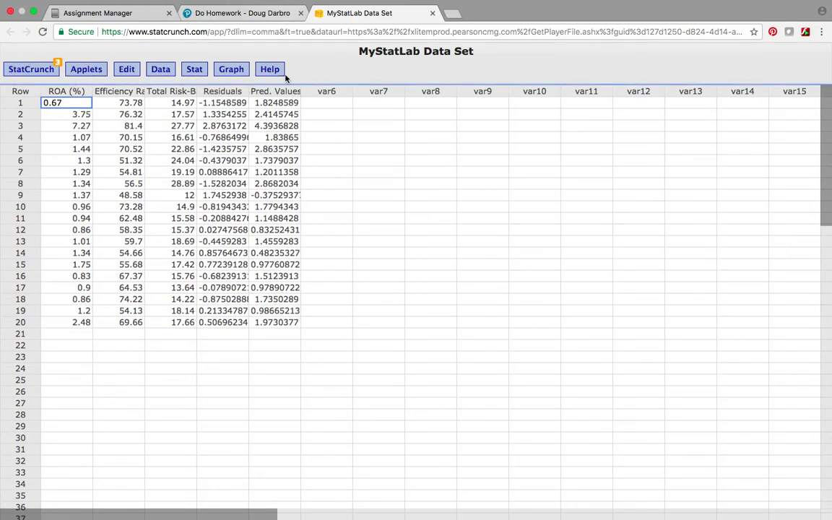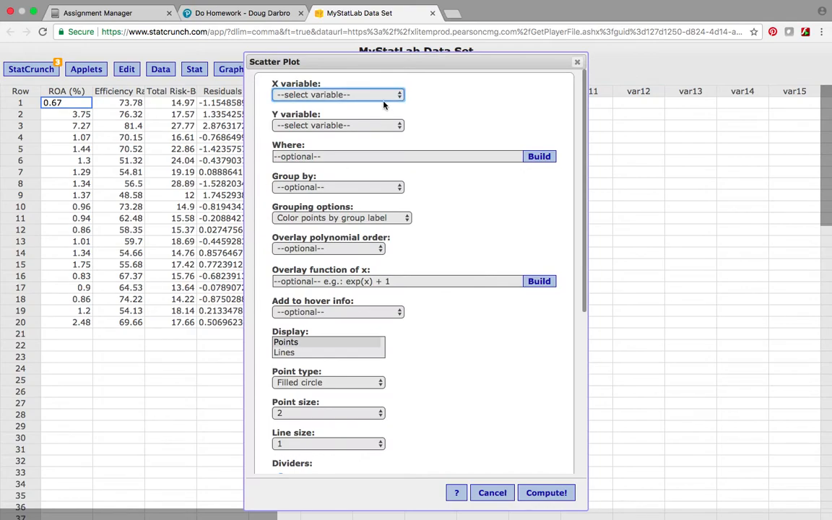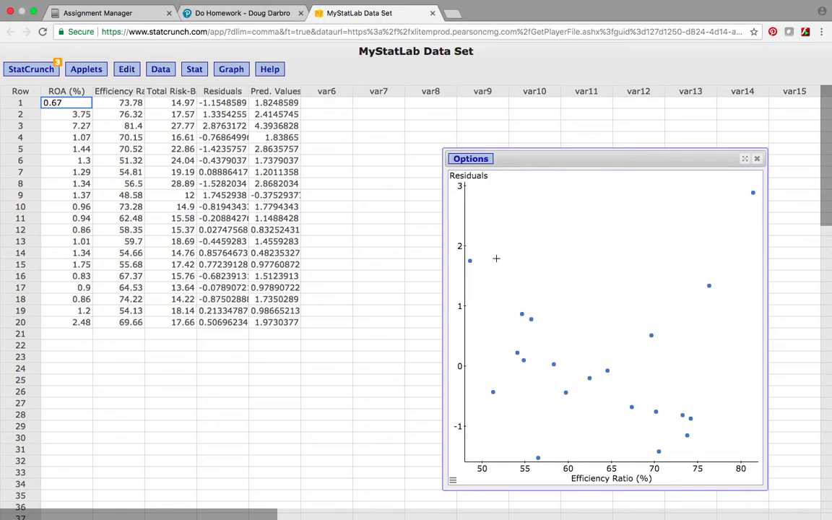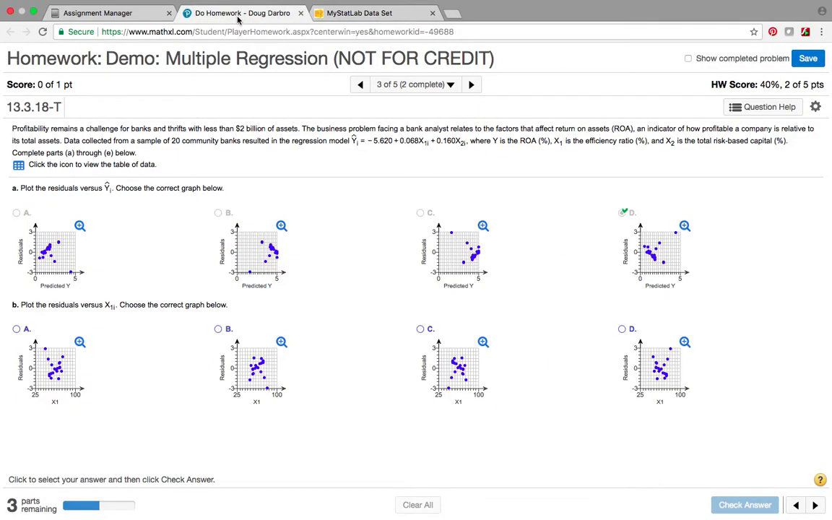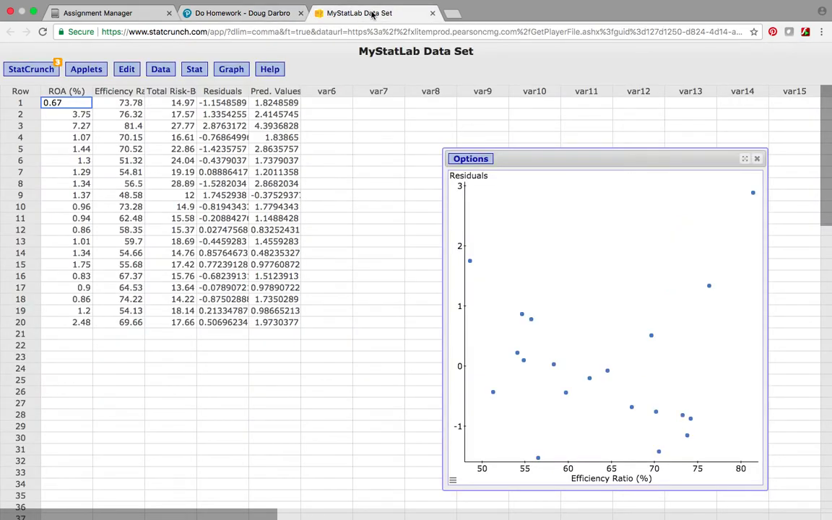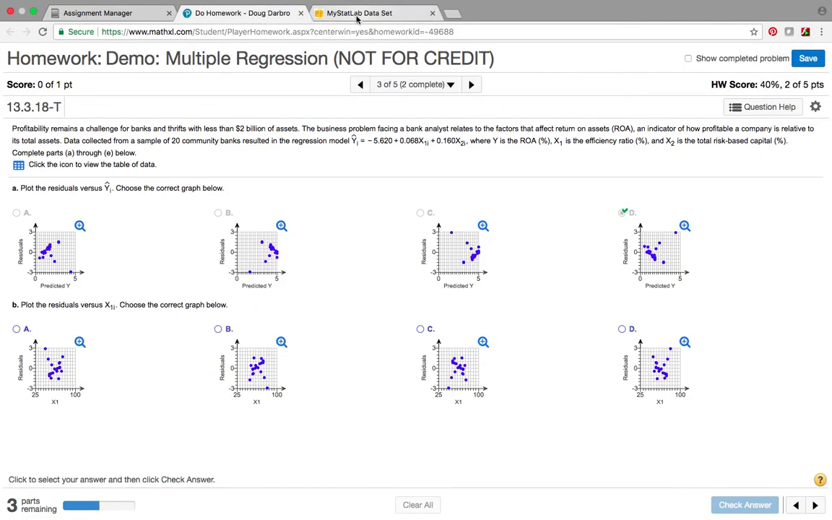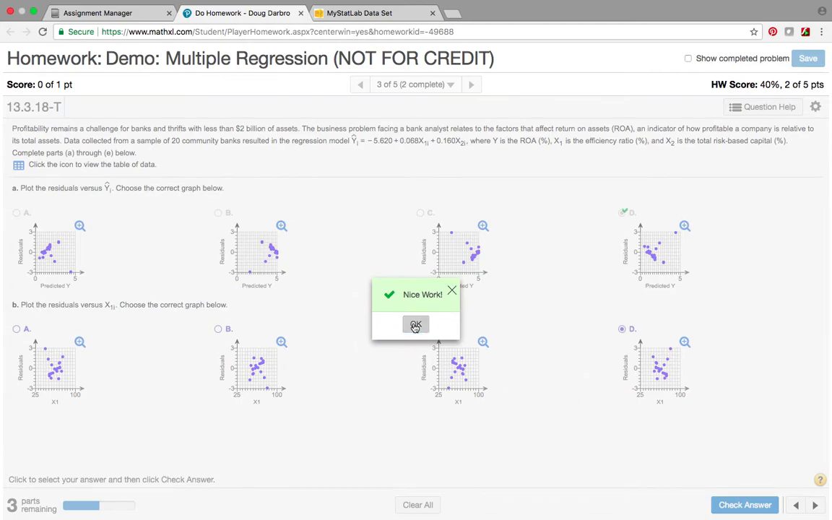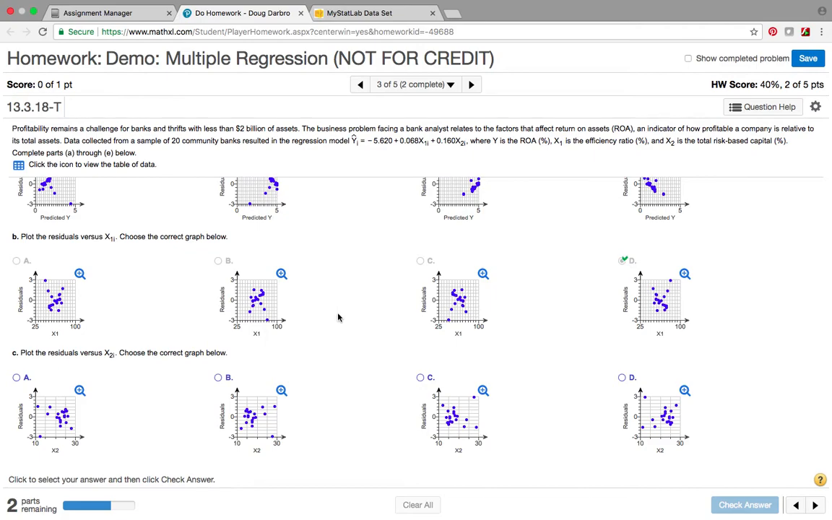Oh shoot, guys, I did that wrong. I chose the wrong one. I need the X to be the efficiency ratio with the residuals. All right, much better. I'm looking at this pattern. That's kind of a hard determination, isn't it? I don't really see anything that's really doing it for me. Well, guys, that's kind of hard, but of the ones that I see, I'm probably going with D. That's a tough question. It takes a little bit of creativity to figure that out.